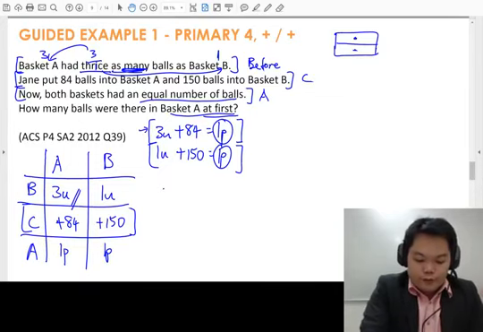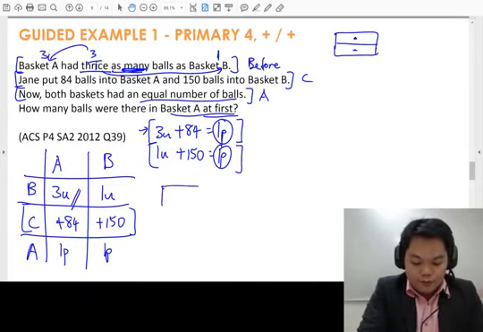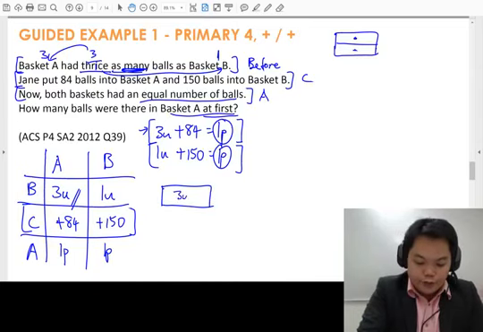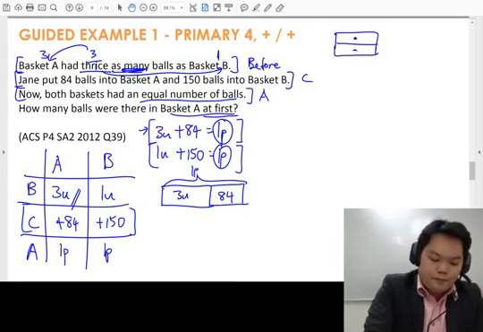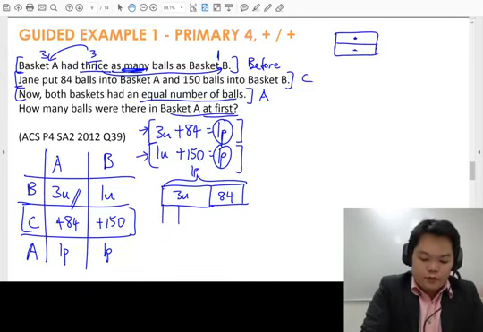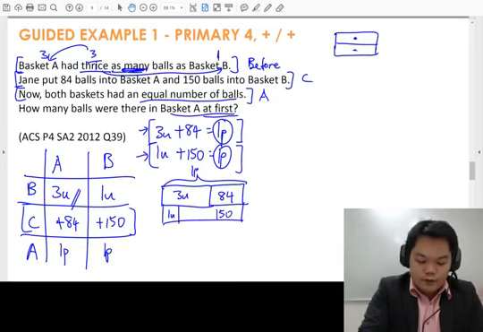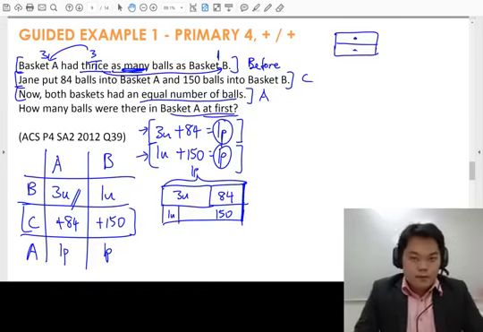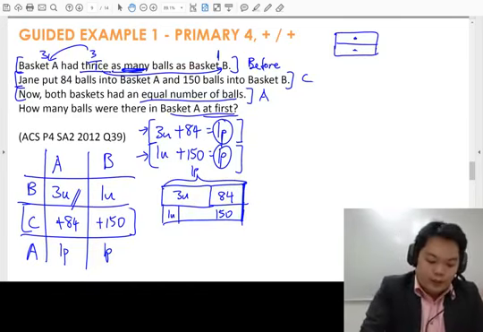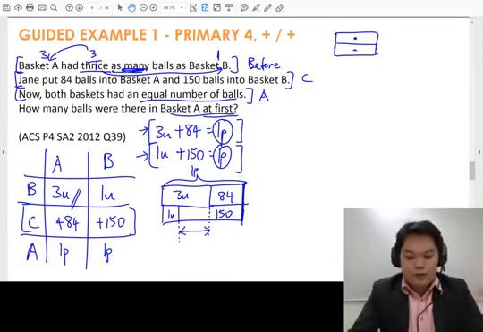Let's start with 3u plus 84 first. 3 units and 84 gives us 1 part. At the same time, 1 unit and 150 will give you the same 1 part. Once we have this, we can now compare between units with units, numbers with numbers.